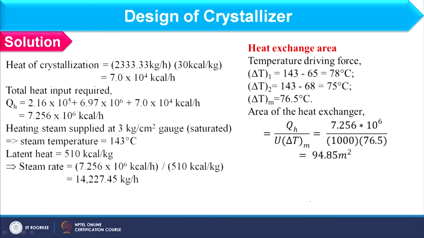Okay. So, further we can find out the heat which is required for crystallization, because the heat of crystallization is also given to us, and how many crystals are formed per hour is also given to us. So, we can calculate the heat of crystallization accordingly. So, the total heat input is whatever is required for heating, whatever is required for vaporization, and whatever is required for crystallization. Addition of all these three values will give the total heat input in the system.